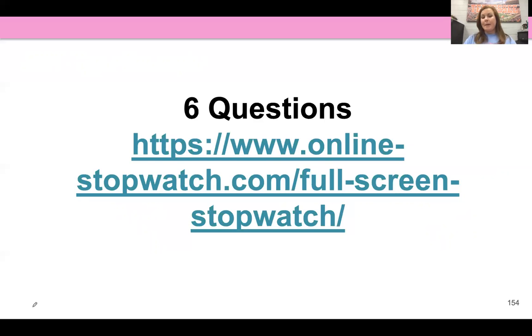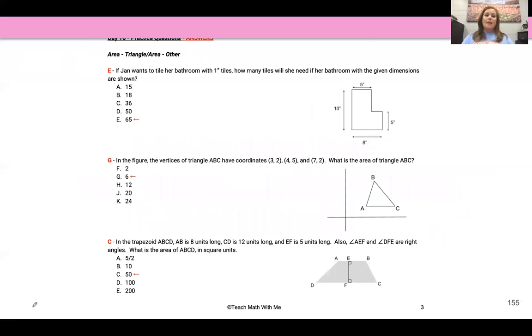All right, guys, back from that. Let's check our answers. So, area of a triangle. This one actually is an irregular shape.